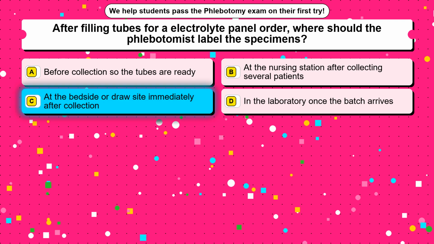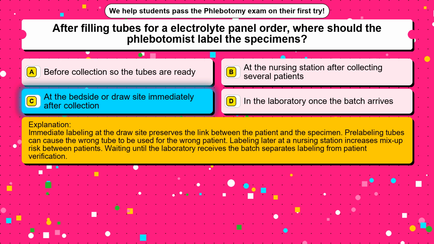The correct answer is option C. At the bedside or draw site immediately after collection. Immediate labeling at the draw site preserves the link between the patient and the specimen. Prelabeling tubes can cause the wrong tube to be used for the wrong patient. Labeling later at a nursing station increases mix-up risk between patients. Waiting until the laboratory receives the batch separates labeling from patient verification.